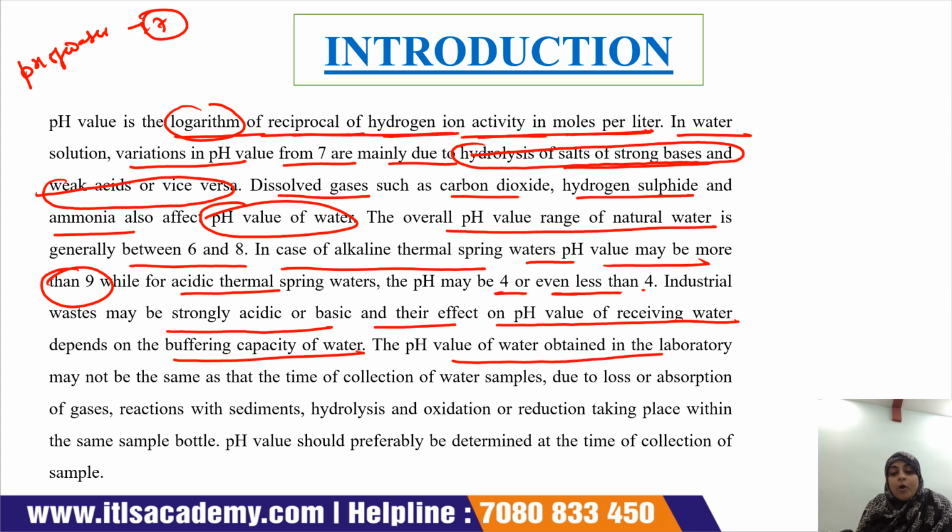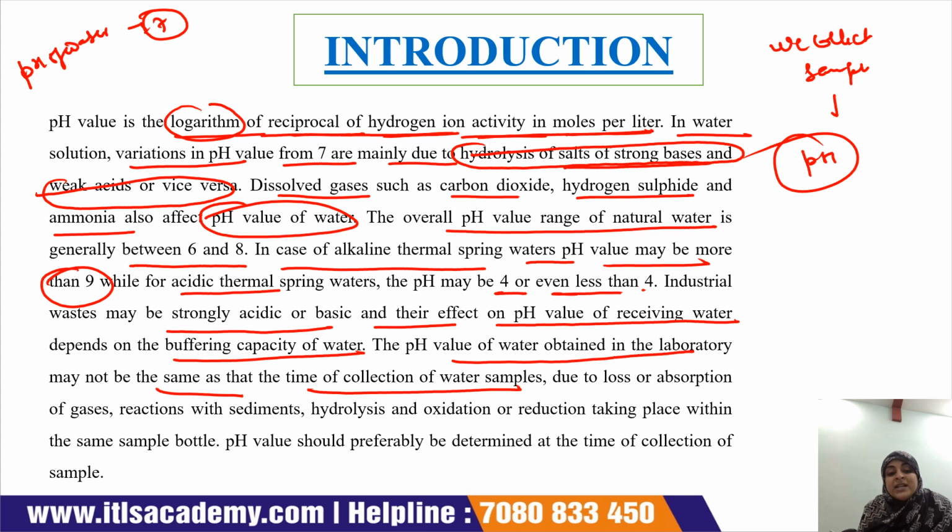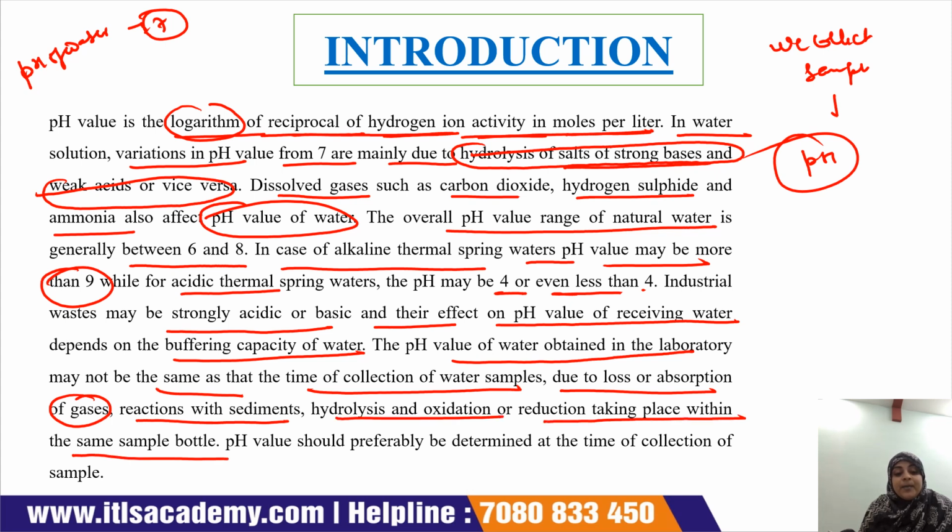The pH value of water obtained in a laboratory may not be the same as at the time of collection of the sample. That is why it is recommended that as soon as we collect the sample, we measure the pH. Otherwise its pH value deviates, and the deviation occurs due to the loss or absorption of different gases, reaction with the sediments, hydrolysis, and oxidation or reduction taking place within the sample water. The pH value should preferably be determined at the time of collection of the sample.